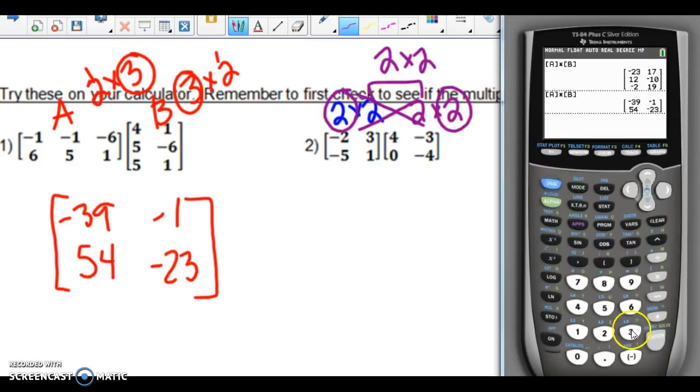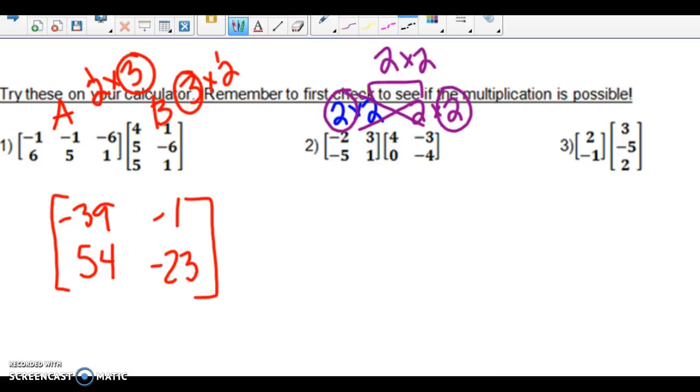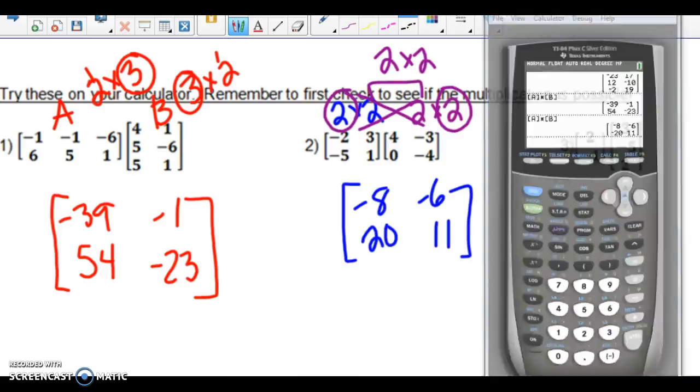And again, just repeat second enter, since you already did A times B. If you don't do that, then you have to do second matrix, you hit A times second matrix B, which is 2. And it's just a hassle to do that every time. -8, -6, -20, and 11. I think my signs are wrong, but I think it was 20 and 11, some way, shape, or form. -20.